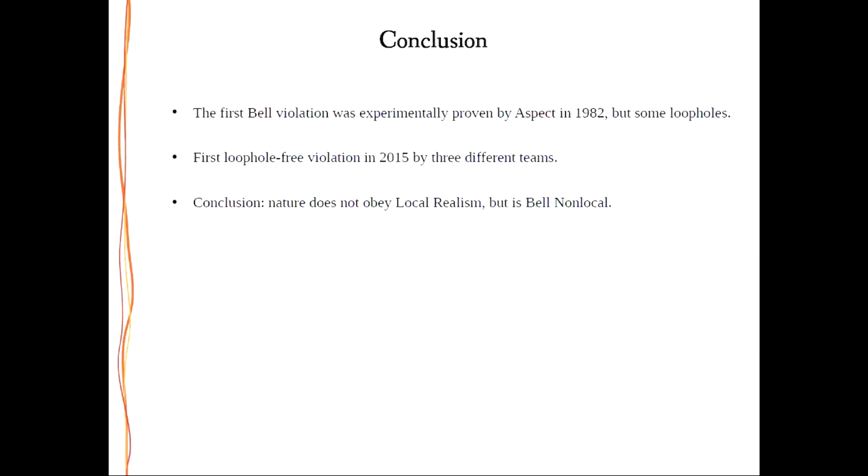There were some loopholes in this experiment in 1982. For instance, you really have to make sure that Alice and Bob don't learn the input of the other. This is quite hard. So the first loophole-free experiment was only quite recently. It was in 2015 by three different groups around the world. They did the same experiment, and they showed they had an S value that was close to 2√2. So conclusion: nature is probabilistic.